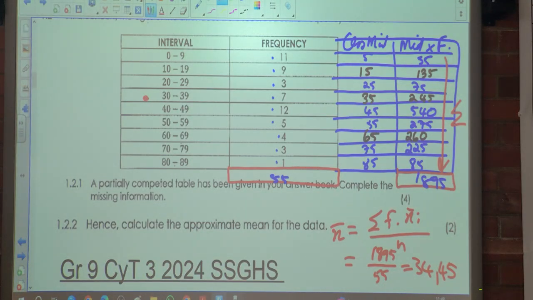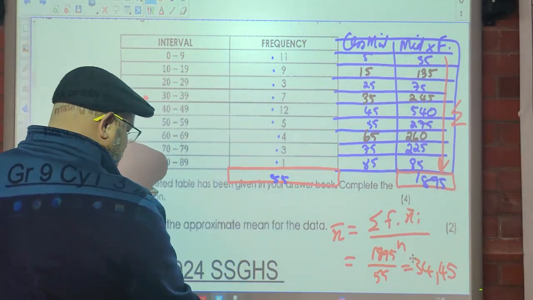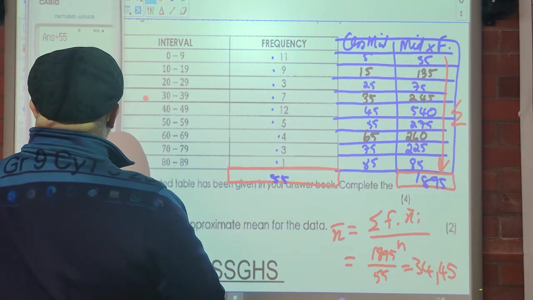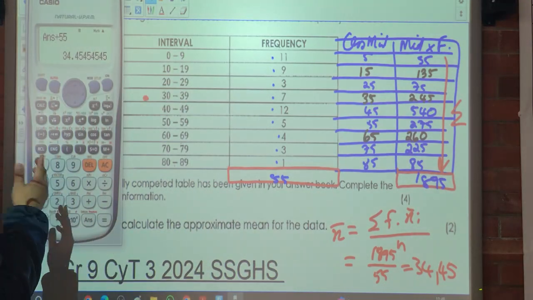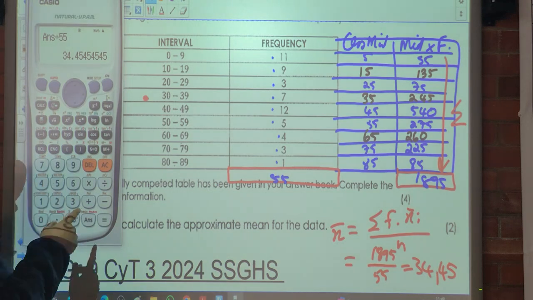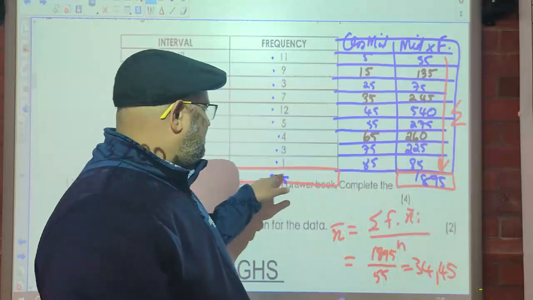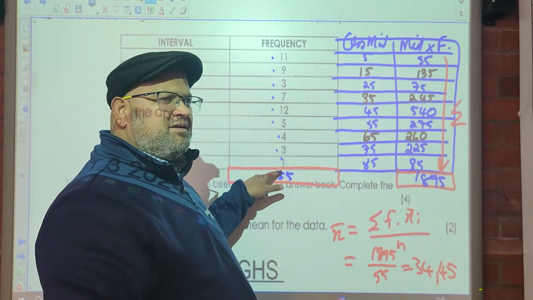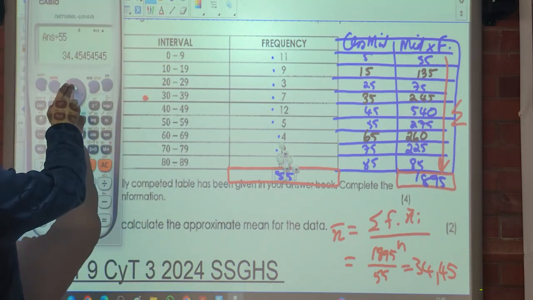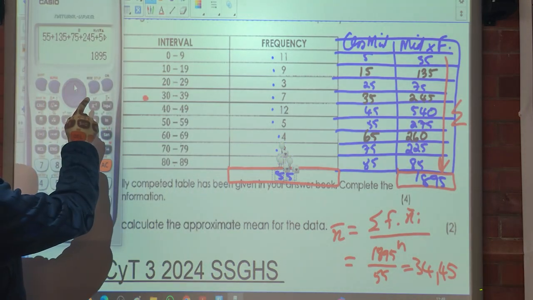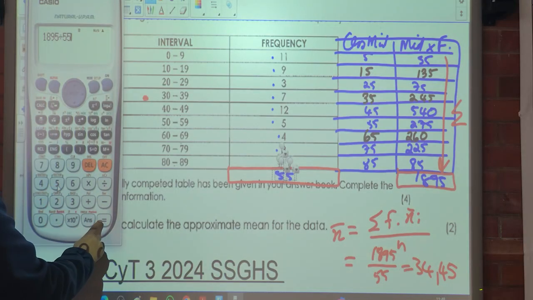Yes, did I make a mistake? Yes, okay, what was my mistake? The answer is much higher. Okay, then what is the answer? 38.45. So where's my, is this right? And 55 is right? So what did I do? 1895? 1895 divided by 55.